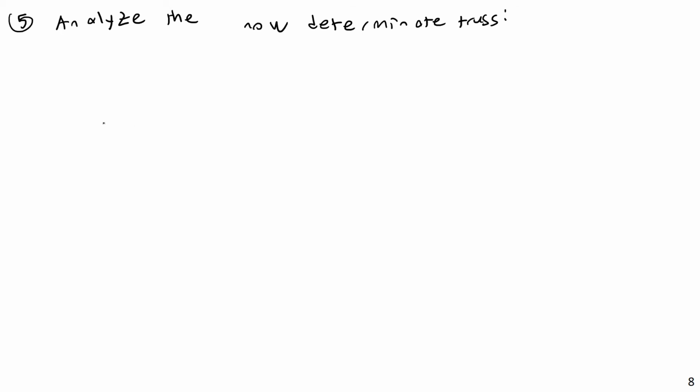So let's see here. Step 5, analyze the now determinate truss. And so let's consider what this would look like. The truss will now be a simply supported truss with an extra load applied to it. And so I have a pin and a roller.